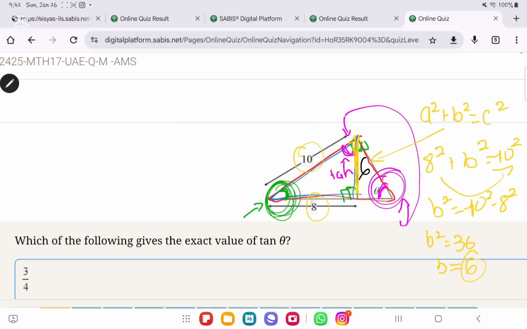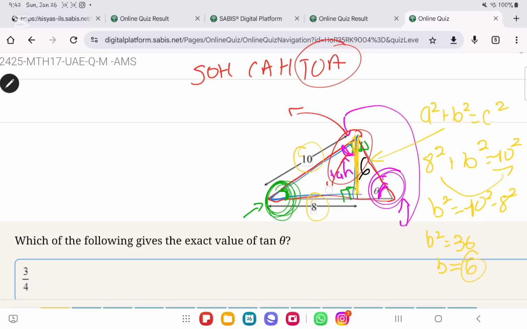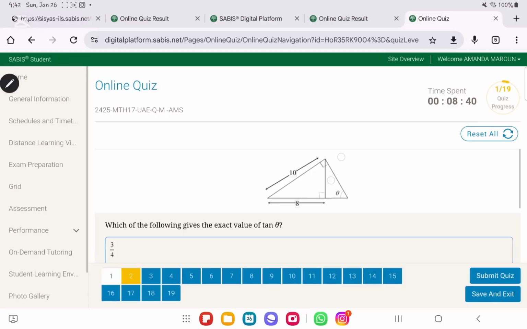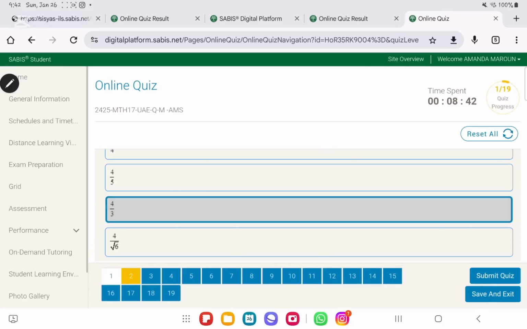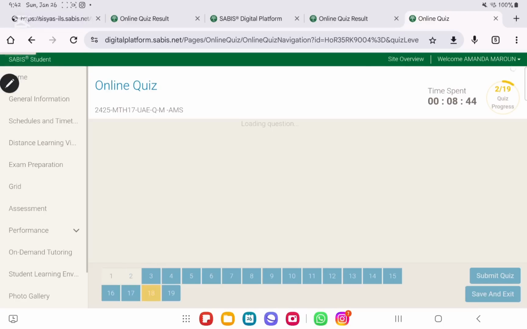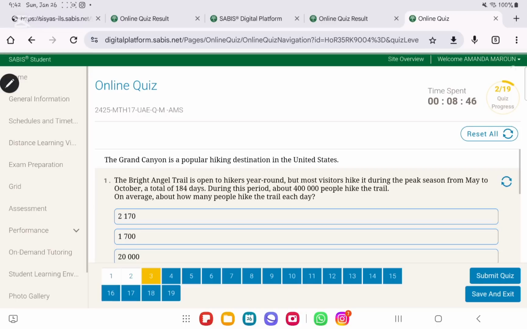So to find the value of tangent of this angle, we know based on SOHCAHTOA that tangent is opposite over adjacent. What's the opposite of this angle? It is 8 over the adjacent of this angle, which is 6. So 8 over 6 will give us 4 over 3. So the value of tangent theta is 4 over 3. Moving on to question number 3.